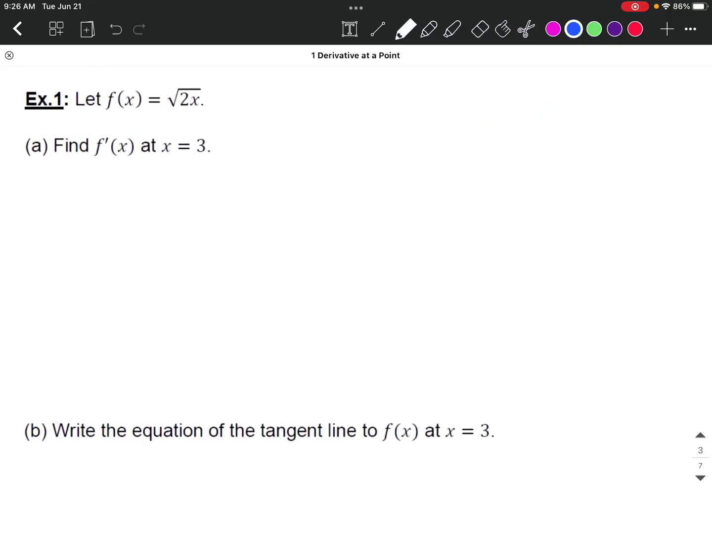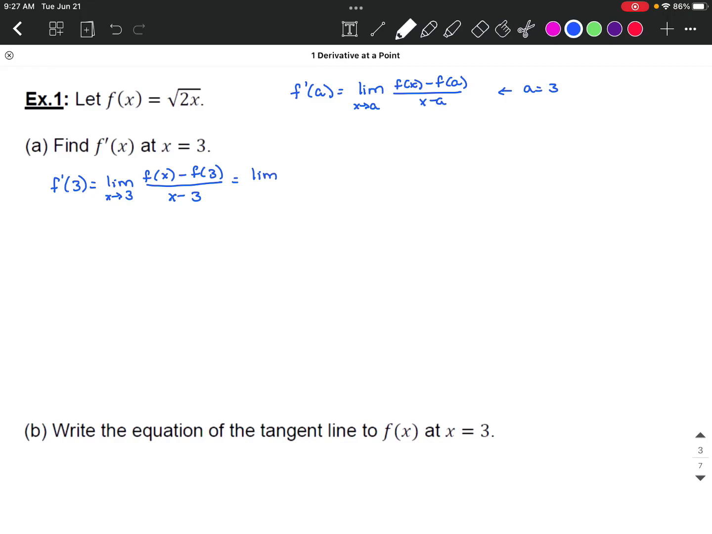Let's let f of x be the square root of 2x. We want to find the derivative of f of x at x equals 3. So we're looking for the derivative of f at 3. So now if our definition of derivative at a point is f prime of A is the limit as x approaches A of f of x minus f of A all over x minus A, we're going to let A be 3. So f prime of 3 is the limit as x approaches 3 of f of x minus f of 3 over x minus 3.